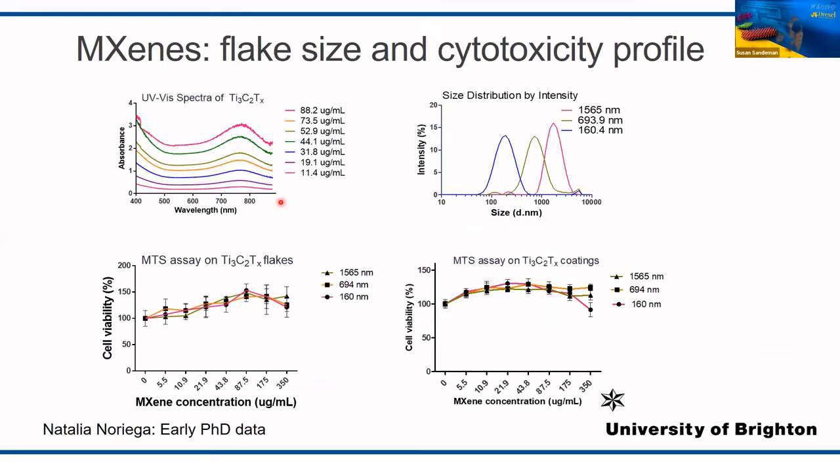I've thrown in this early data from one of our PhD students, Natalia Noriega, here, because it addresses an interesting issue, which was there are some differences in the literature around cytotoxicity of MXenes, and we wondered whether it was to do with flake size. So Natalia, at the start of her PhD, has started to look particularly at a very careful analysis of the impact of flake size on cytotoxicity profile. And this is the early unpublished data, but I wanted to include it here to show that it's an important issue to address, to know the flake size that we're working with.